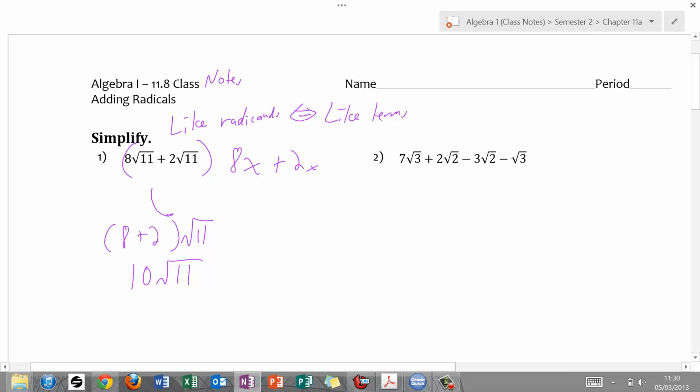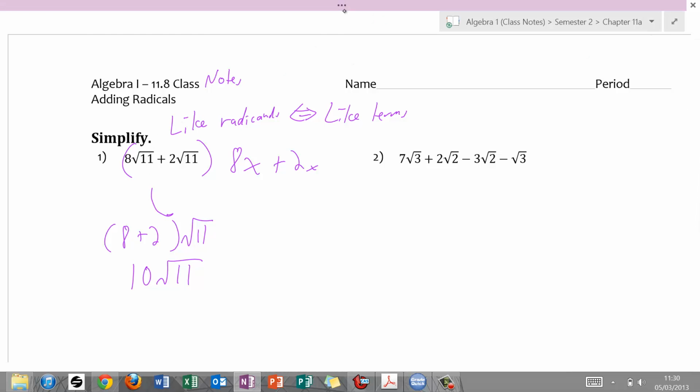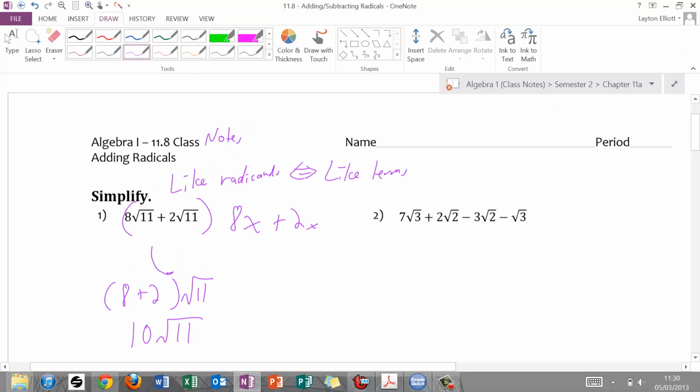You don't have to go that far. All you would have to do would be to show that you recognize that 8 radical 11 and 2 radical 11 have like radicands, and that they can be added that way. Just go directly to 10 radical 11.